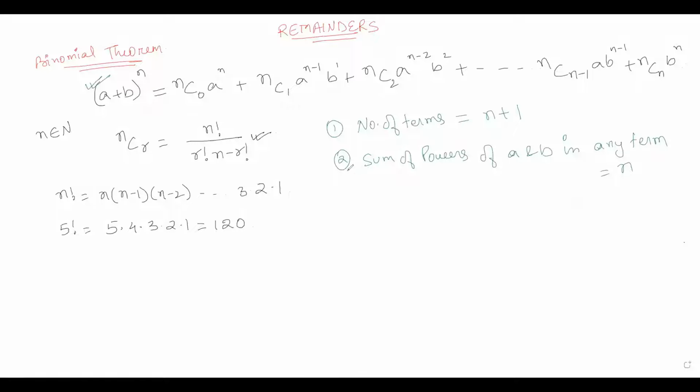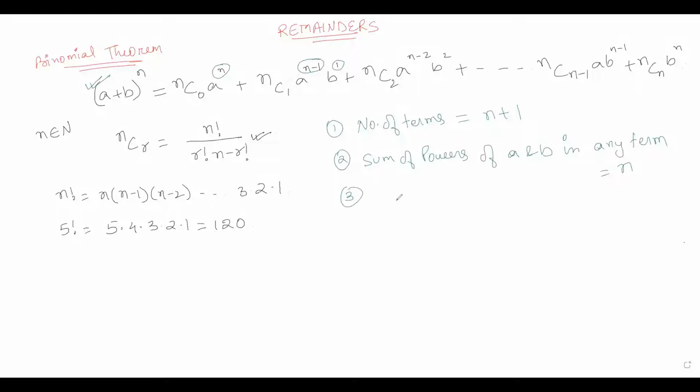And the sum of powers of a and b in any term would be n. For example, in the first term, we have the power of a to be n and the power of b to be 0. So the sum of powers of a and b would be n. Similarly, in the second term, the power of a is n minus 1 and the power of b is 1. So again, the sum would be n and so on.